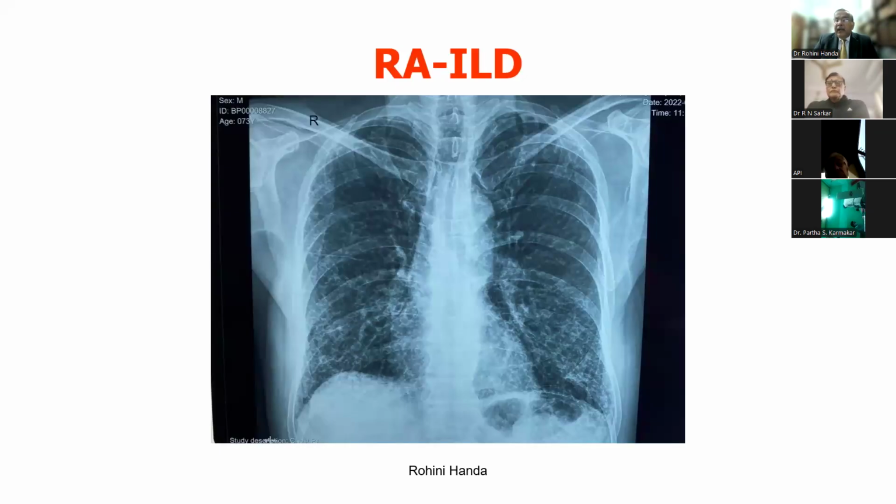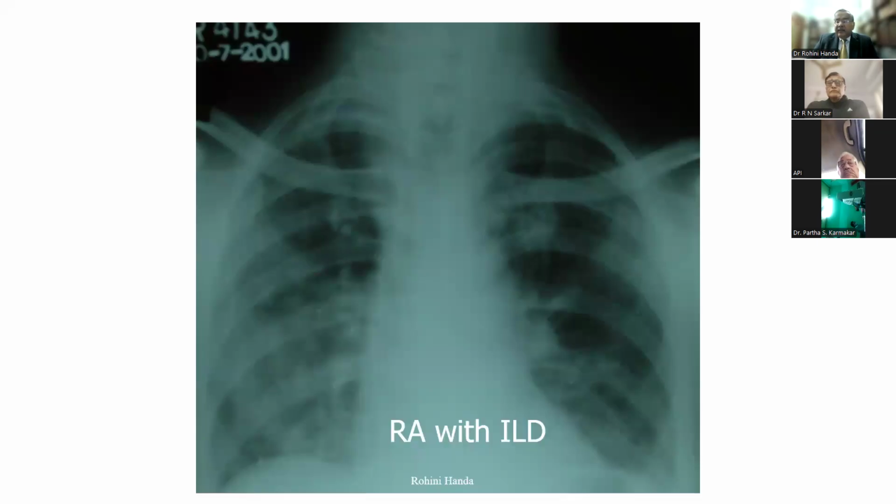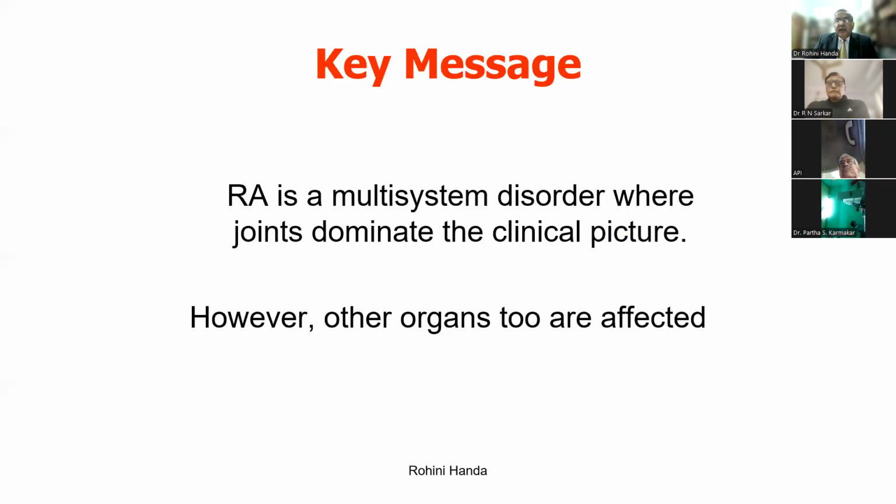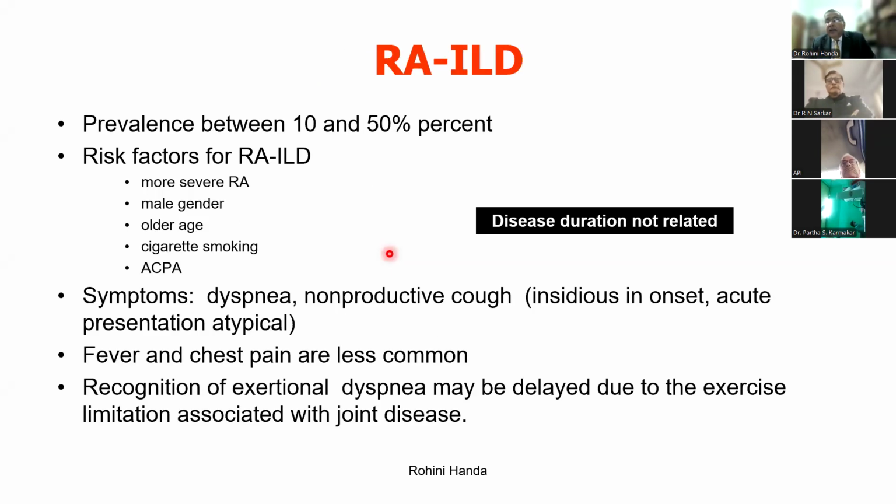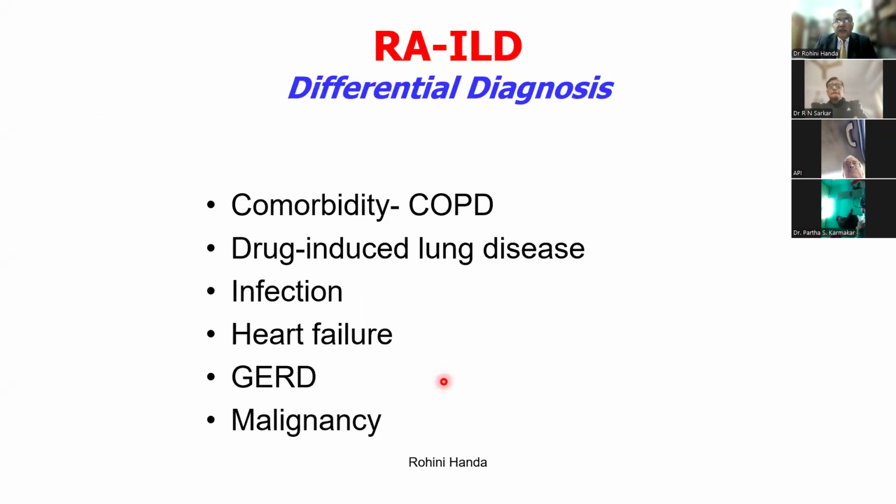So rheumatoid is a systemic disease. And this is another example. So joints dominate the clinical picture, but don't forget the other organs. The prevalence is quite variable depending upon what modality you use. Symptoms are non-productive cough, shortness of breath, and fever and chest pain are less common. And these are the differential diagnoses.